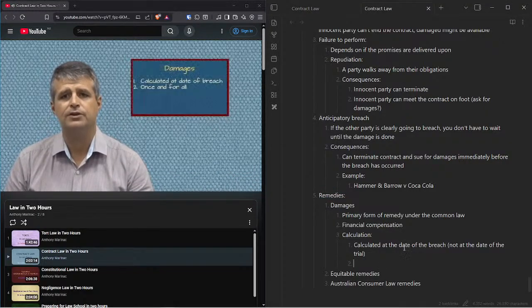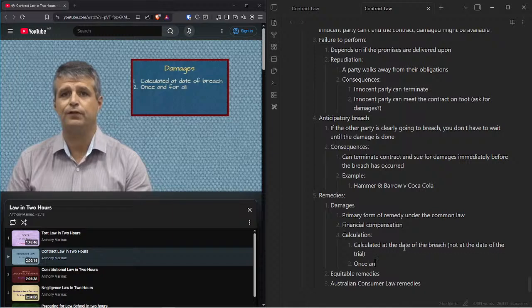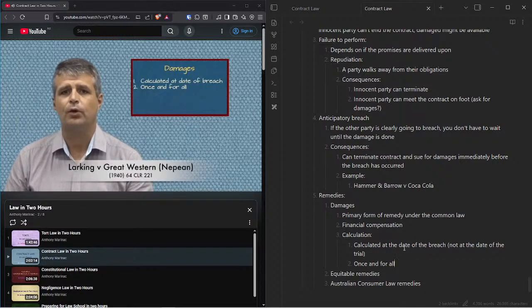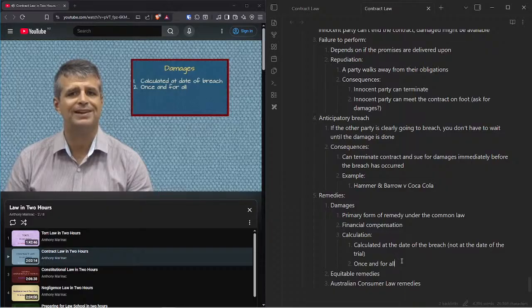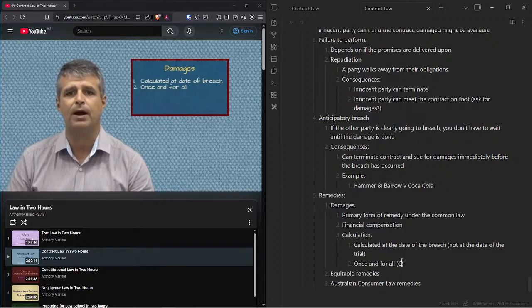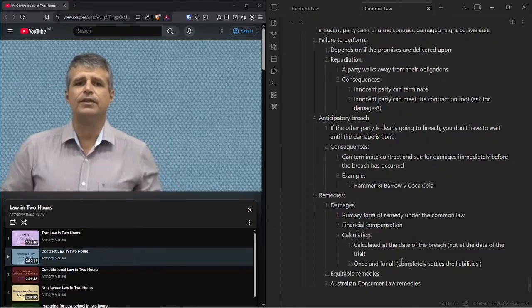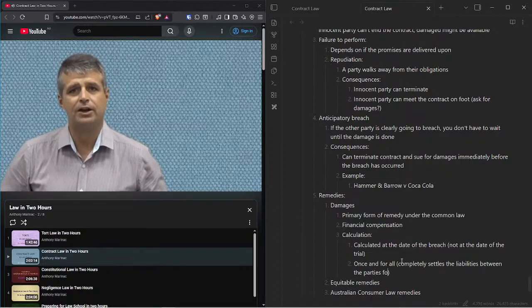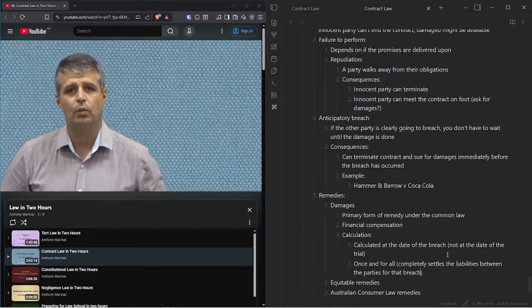Second, damages are calculated on a once and for all basis. So if a party gets an award of damages, the award of damages will completely settle the liabilities between the parties in relation to that breach. If it later turns out that the damage was worse than expected, you can't go back for more. Damages are a one-off, once and for all award.